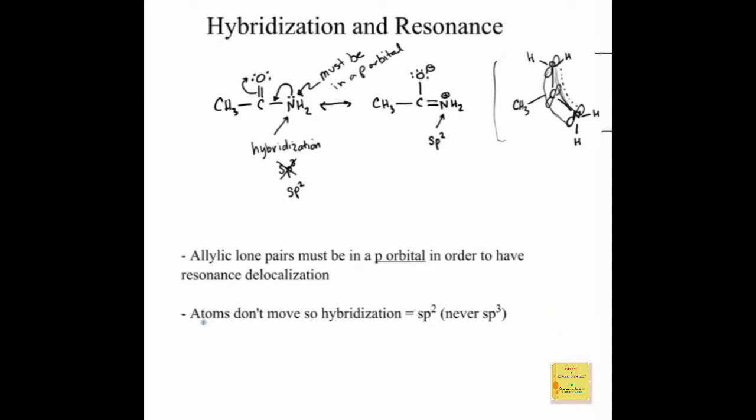Okay, so because we're not able to move our atoms, it can't be tetrahedral in one case and then trigonal planar in the other, because the atoms are fixed throughout resonance. It's always going to be sp2 hybridized. We can't have sp3 on any atom that is undergoing resonance.